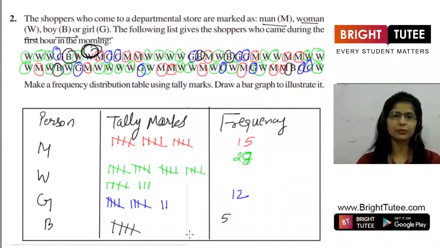So the least number that have been visited is by boys, right? So the number of students. So this is what we have done.